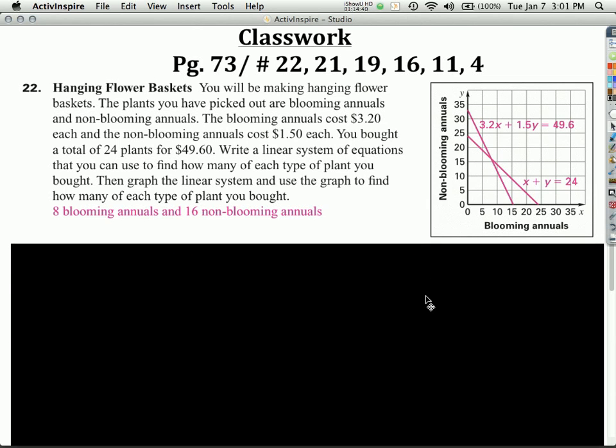So, I was impressed. I saw a lot of what you did. A lot of you were on the right track, but it was just very hard to find that exact point. So you had to estimate and then check it to see if it was right. It comes out to exactly 8 blooming annuals and 16 non-blooming.